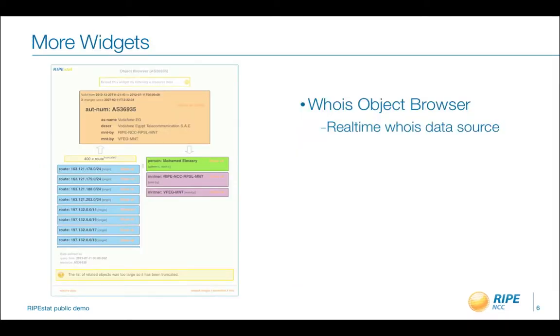Another widget improvement was done on the WHOIS object browser widget. It used to present WHOIS registration data based on daily database dumps, so the information displayed could be out of sync and show a few hours outdated scenario. This has been changed, and now the data is pulled live from the WHOIS servers, and therefore the objects are represented with their actual and real-time state.